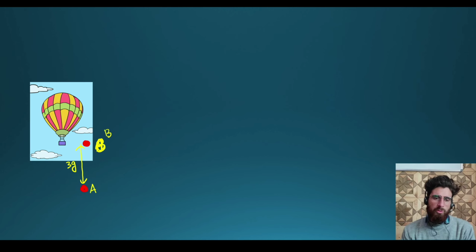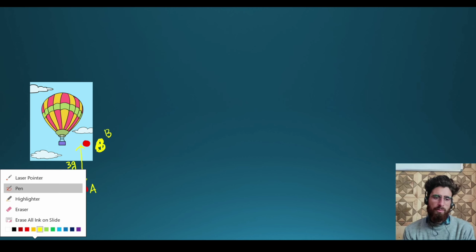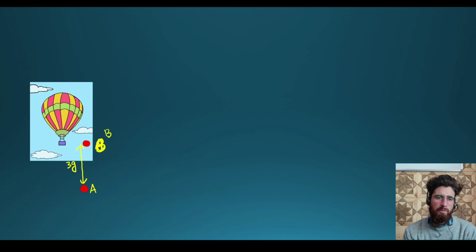So in those 2 seconds the velocity of A has changed, and the velocity of the balloon has changed as well. First we need to figure out the velocity of the balloon at time t equals 2 seconds. It's going to be upward. Let's call that VB. We need to find out what VB is going to be at t equals 2 seconds.